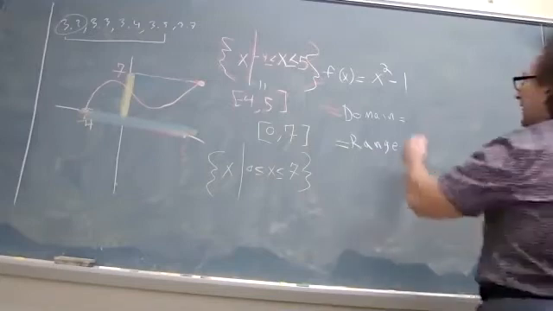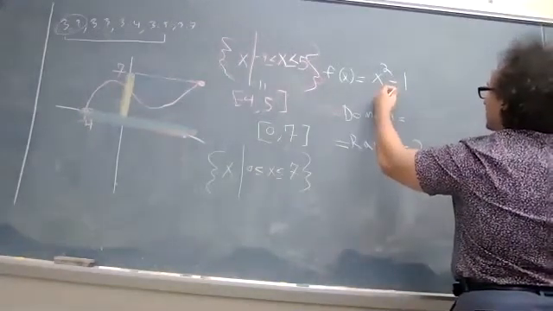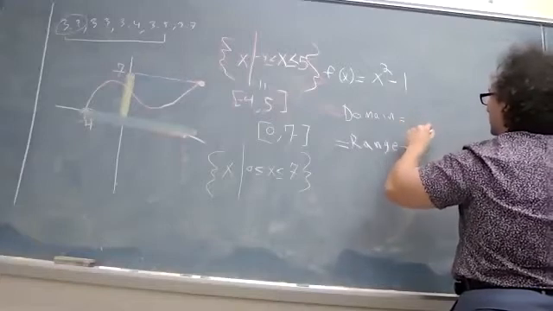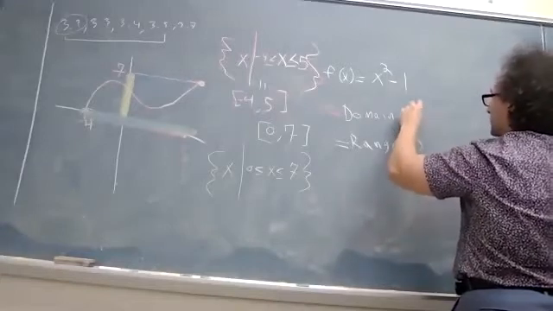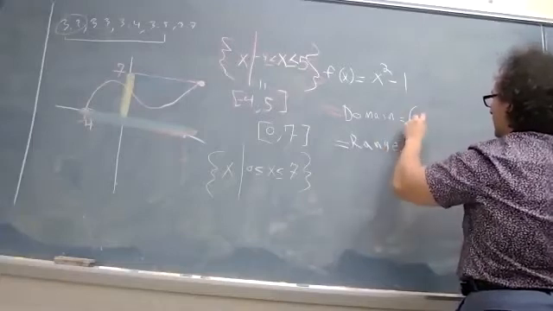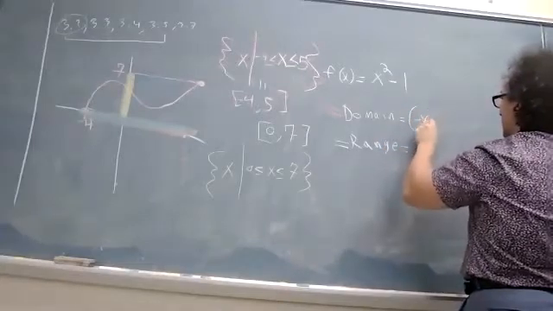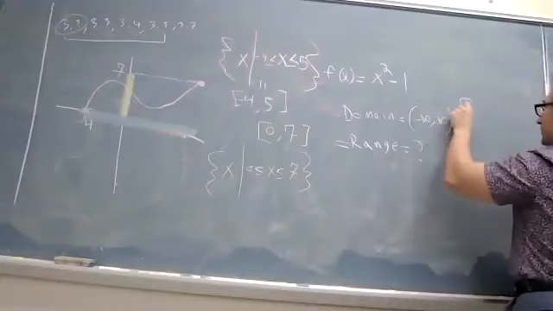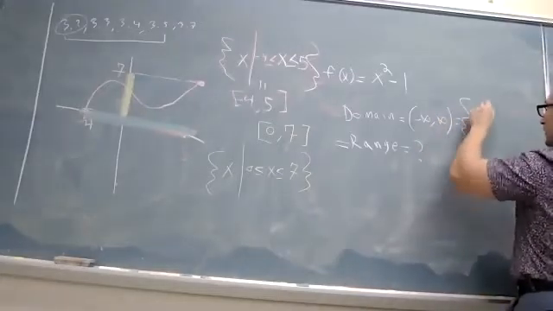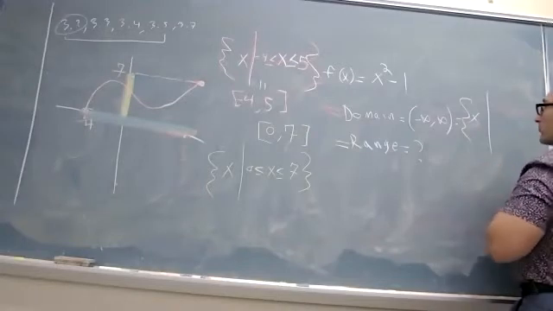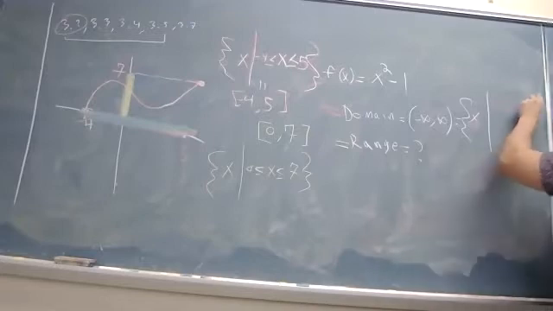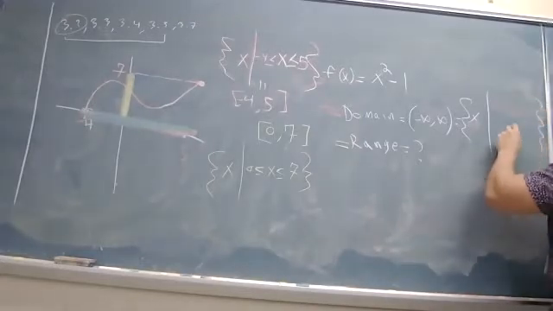Because any input into this function causes an output that is not either undefined or complex, we said that the domain is all real numbers. And in set builder notation, it's the set of all x such that x is an element of the reals.